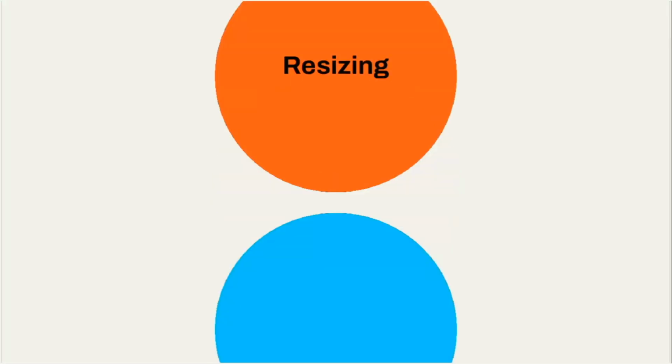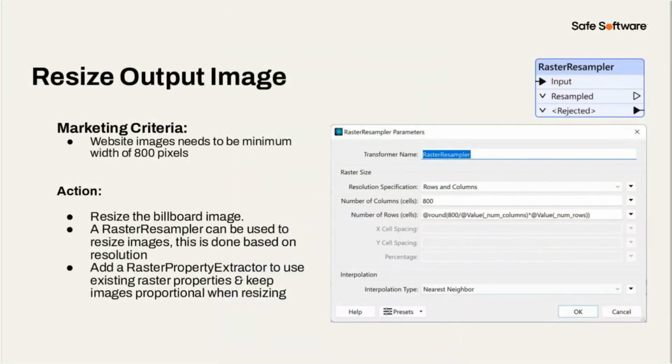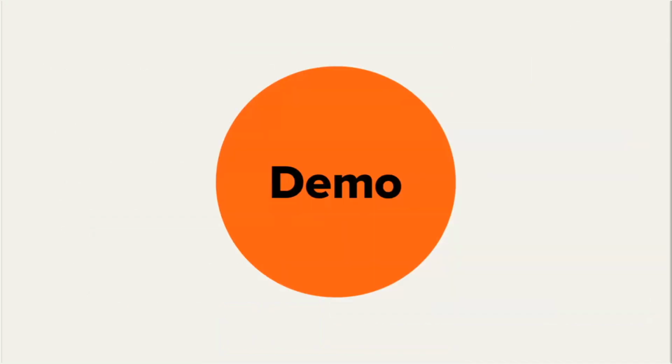Awesome. So the last step is to satisfy size requirements. We're going to use the raster resampler to resize images. We're going to resample to 800 columns, and it's going to reduce the size of this image by about 9 times. We're going to use existing raster properties to proportionally scale or resize along the y-axis, or calculate the number of rows. Let's take a look at how the raster resampler changes image size.